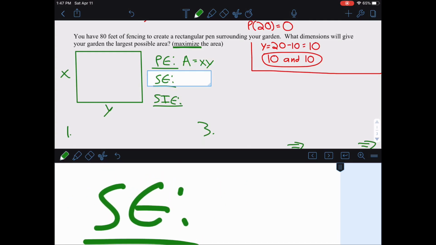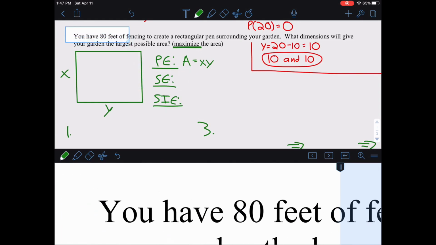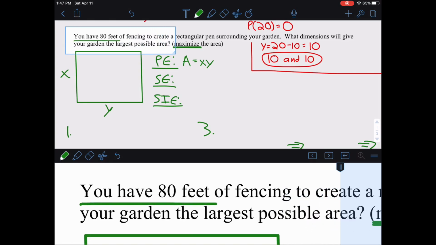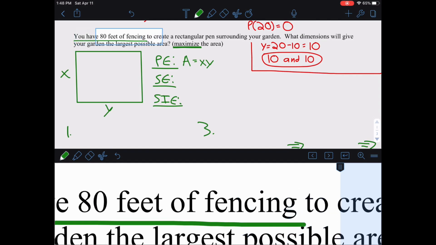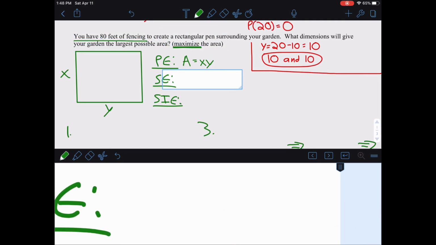Now, what is secondary? What is limiting us from making the area of our beautiful, pristine garden as large as possible, right? Well, this is where we look at the first thing that's listed here, which is we have 80 feet of fencing, right? That's a limitation. If I have 80 feet to make the fence to go around this rectangle, that is going to limit the maximum area we can have, okay? So what do we call this measurement, 80 feet of fencing to create the rectangular pen? We should be calling that the perimeter.